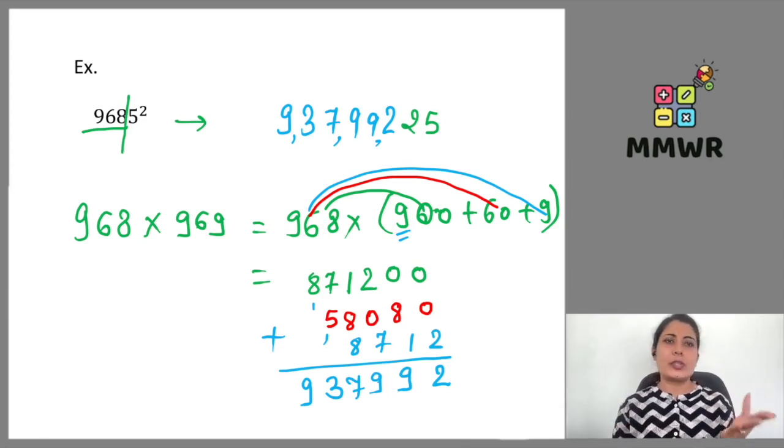In 20 to 30 seconds only, you will be able to get the square of 9685. Okay. So that's it about the session. I hope you have understood it really very well.